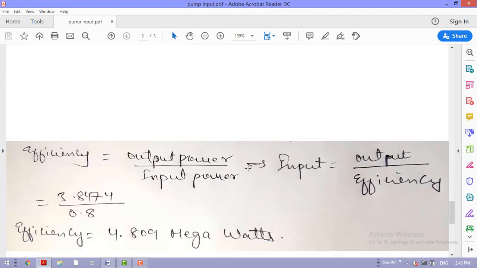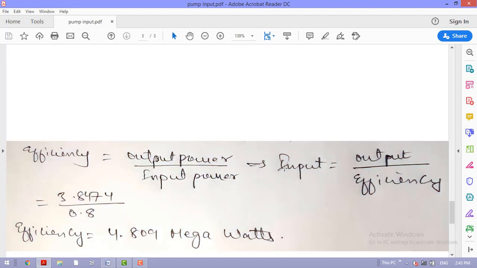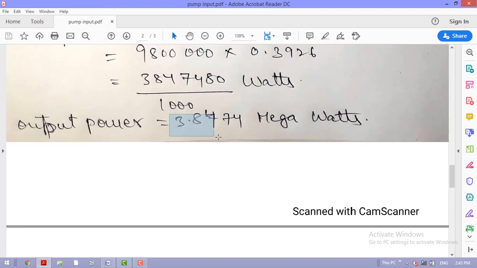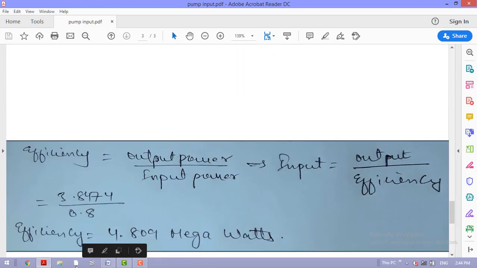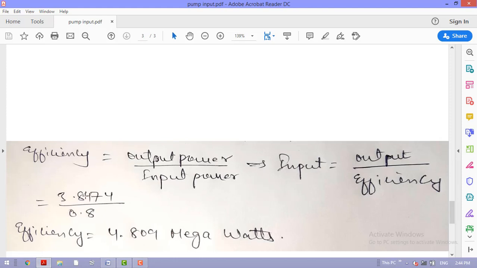So finally what we have to calculate is the input power. So I'm just writing the efficiency formula over here, which is nothing but efficiency equal to output power by input power. So after simplifying, the input power is equal to output power divided by efficiency. So I'm quickly substituting the value I calculated as output power, 3.8474, just above, right? And 0.8 is given in the question as the pump efficiency, 80%. So I'm just substituting in this formula 3.8474 divided by 0.8.